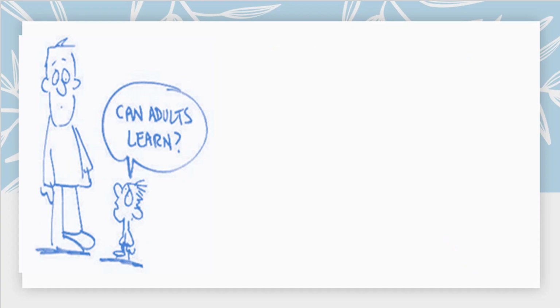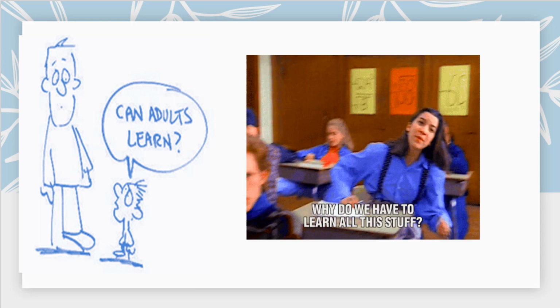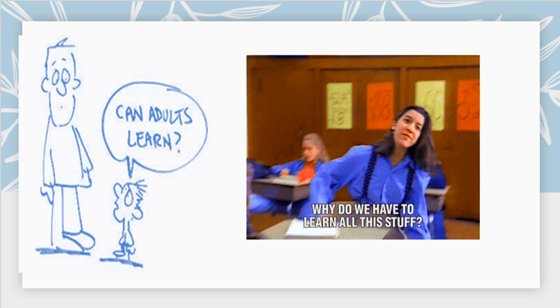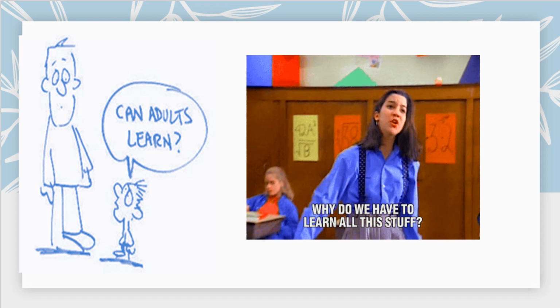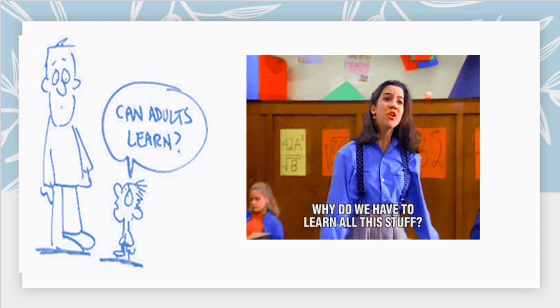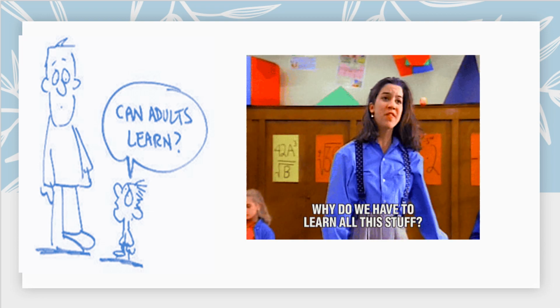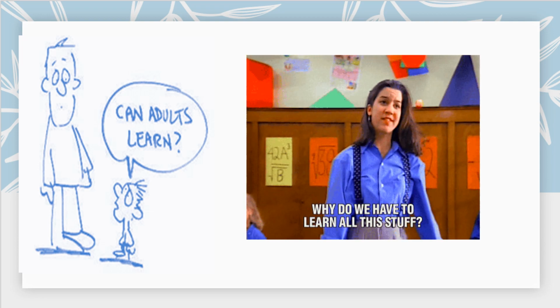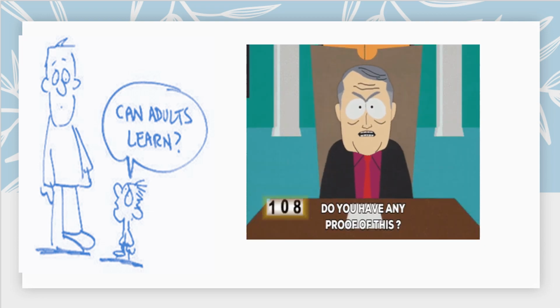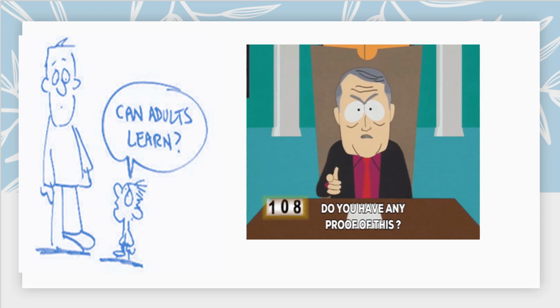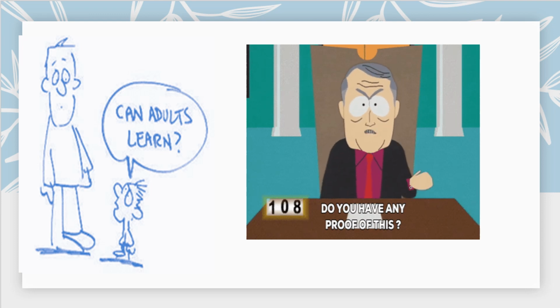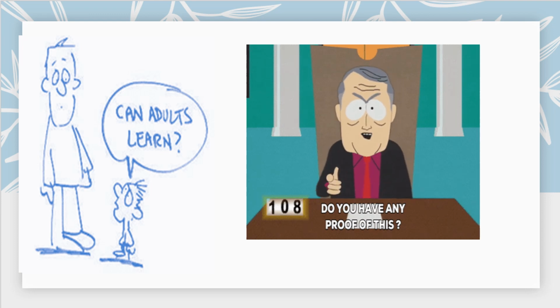And do you think that adults can learn? Because adults have so many issues. They will ask, why do we have to learn all these things? These learning process, learning cycle, principles of learning. Then in faculty development program, people often ask this. Now, do you have any proof of this? You are talking about all such things.